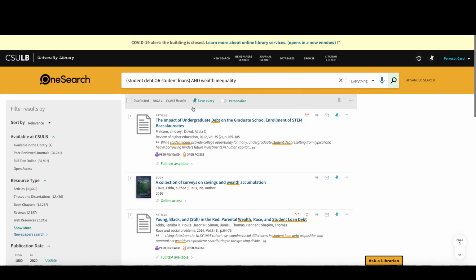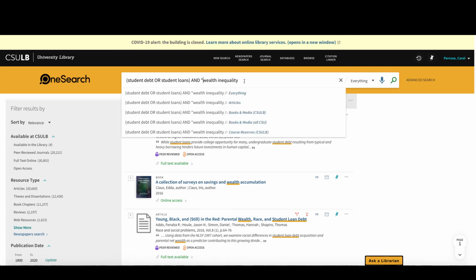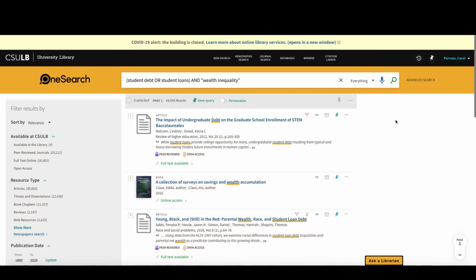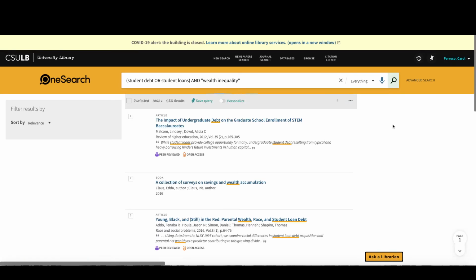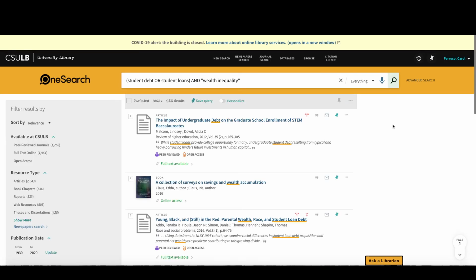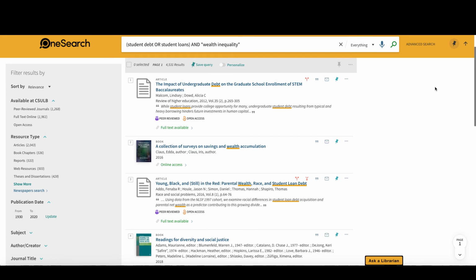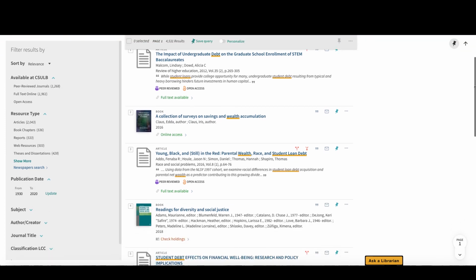Now, one of the ways that we can limit our research or filter it is we're going to put quotation marks around wealth inequality, because that's a fairly well-established term. Okay, that lowered it from 64,000 down to 4,500. That seems like a big reduction, but that means that many of them did not have that phrase, wealth inequality.